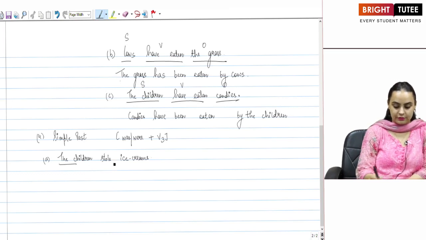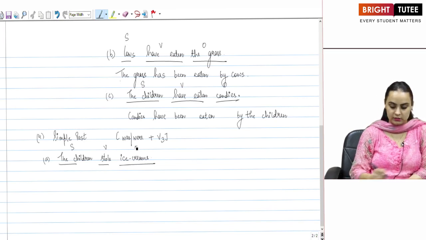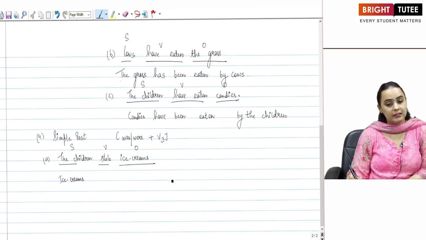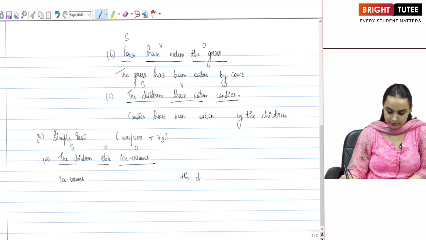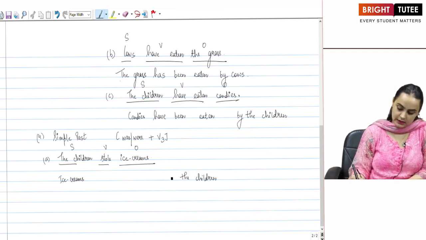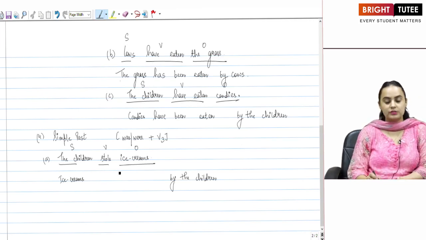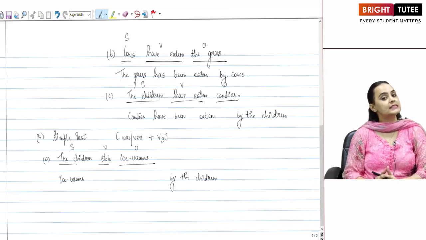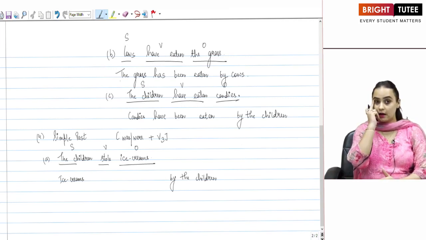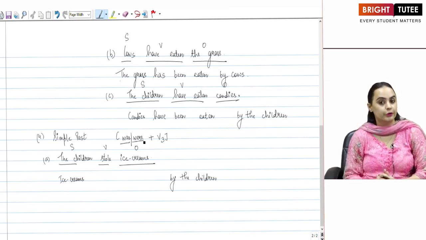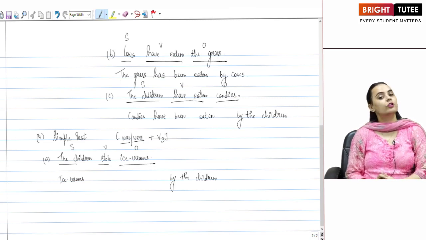Okay? First thing, so this is subject, verb, object. Object becomes the new subject, so ice creams. Subject becomes my new object, so the children. And we add by before that. Now let us look at the verb. What is my verb? Stole, which is in simple past tense. What do I have to do? I have to first decide whether I will be using was or were. How do we decide? Depending on the subject.